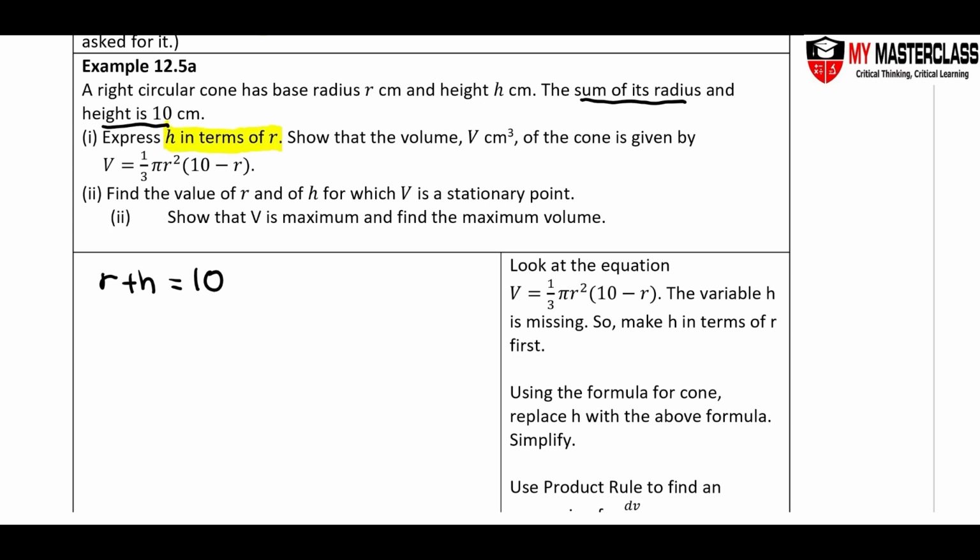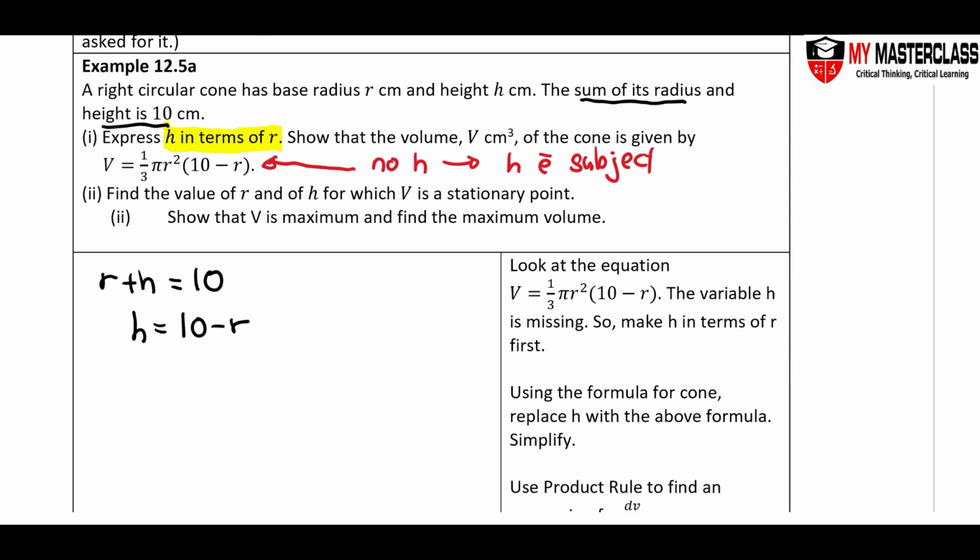If not, sometimes you look at the equation. This equation has no h. No h means you make h the subject. So h is equal to 10 minus r. Alright, so that's the first part.